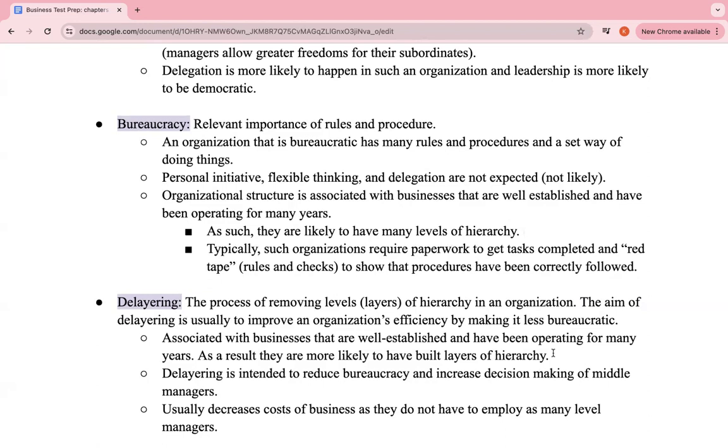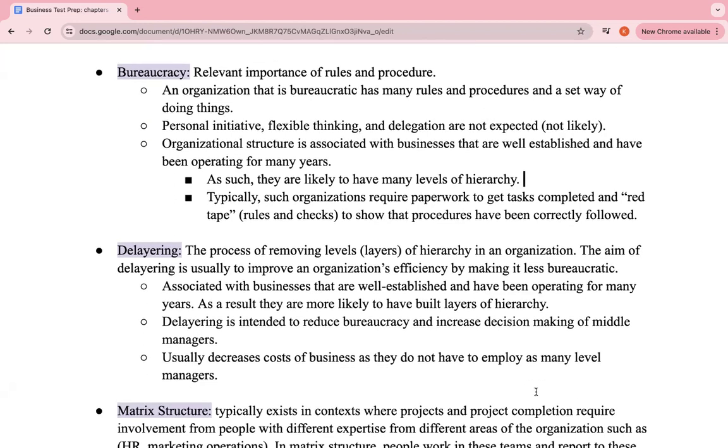Delayering is intended to reduce bureaucracy and increase decision making of middle managers, like I previously mentioned. So when there is bureaucracy, the employees are not really consulted. The middle managers just follow the orders of those above them in the hierarchy. But when delayering takes place, the opposite starts happening. You can think of delayering as the opposite of bureaucracy to a certain extent. It usually decreases cost of the business as you don't have to employ as many level managers. This is not in all cases, but it is in most cases.